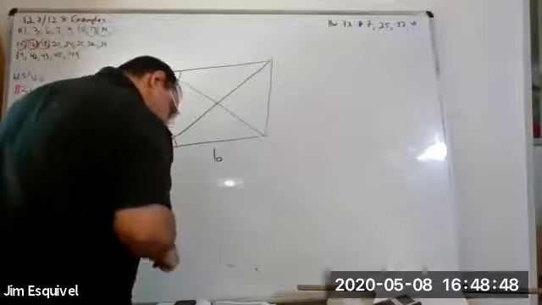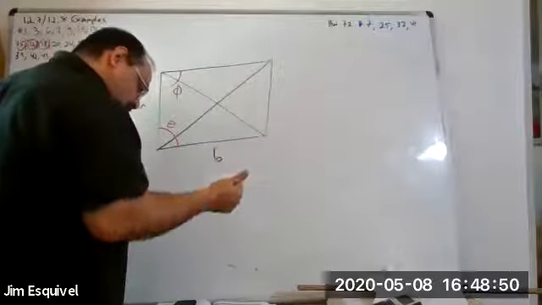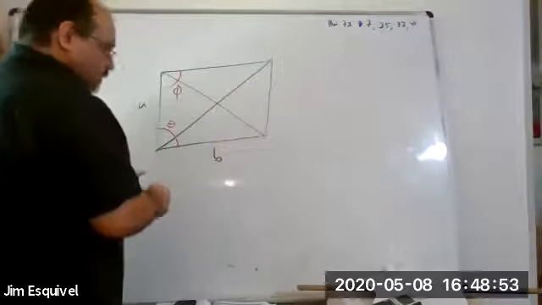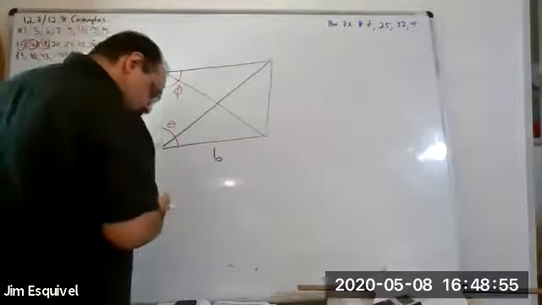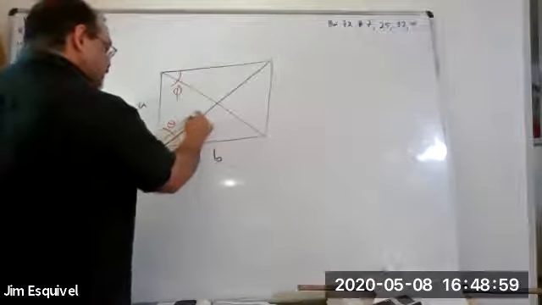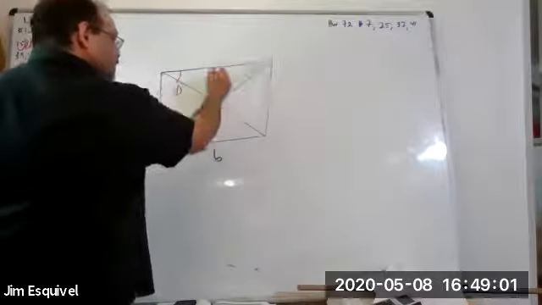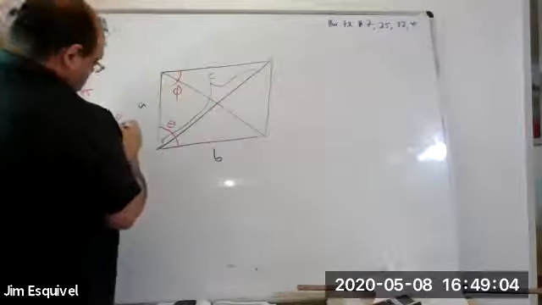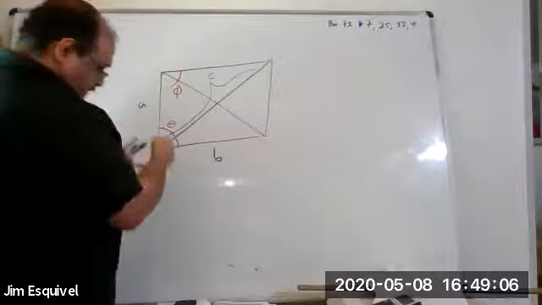It says the length of the diagonals are C and D. So when they label this C, they're talking about this entire length. That is C, and this is D.